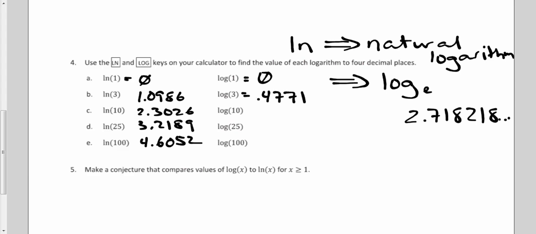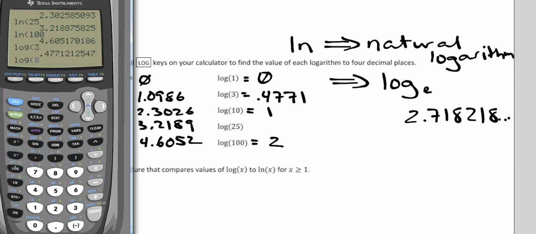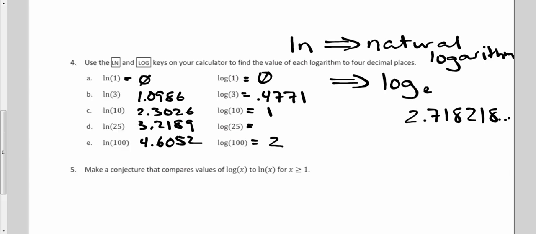Log of 10. Well, 10 to what power gets me 10? 10 to the first power gets me 10, right? 10 to what power gets me 100? I'm looking at this one. Common log of 100. Do the log roll. 10 to what power gets me 100? This is 2. Okay? The only other one I need the calculator for is common log of 25. And that's 1.3979.